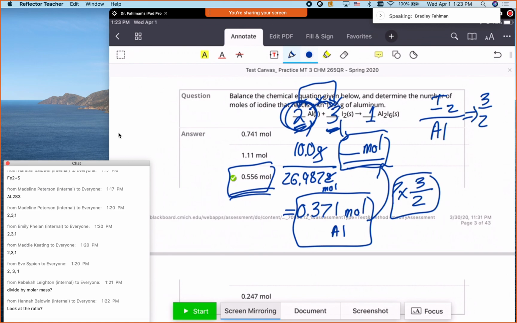And then I think you were thinking, if you wanted grams, then you have to use molar mass. So if this were asking how many grams of aluminum, then you'd have to take this and multiply by the molecular weight or molar mass of iodine. And then that'll give you grams. So any questions about that one? So you calculate moles of aluminum and then just do the conversion using those ratios.